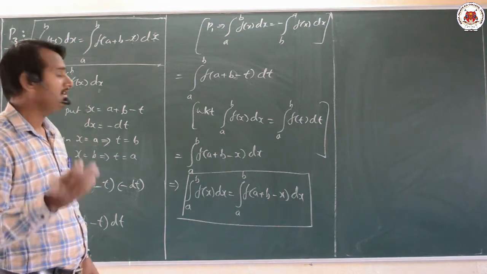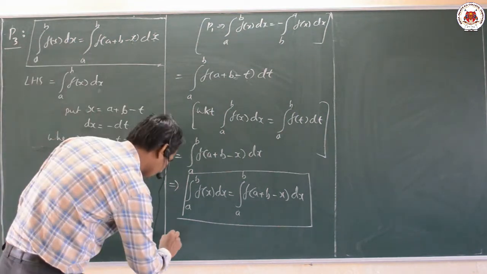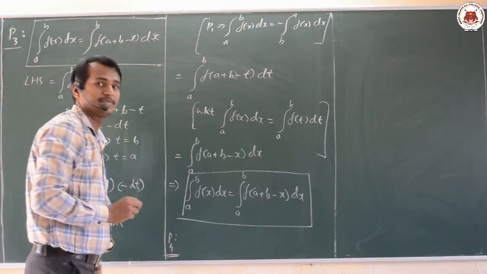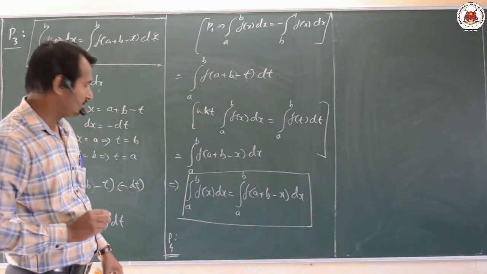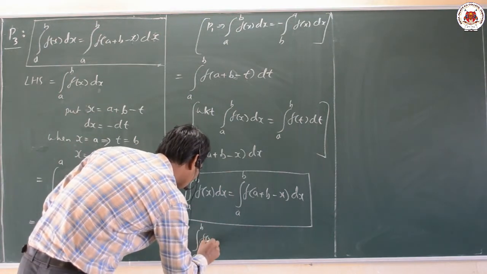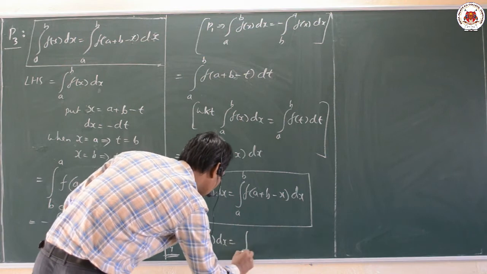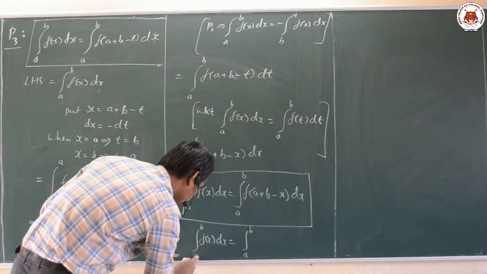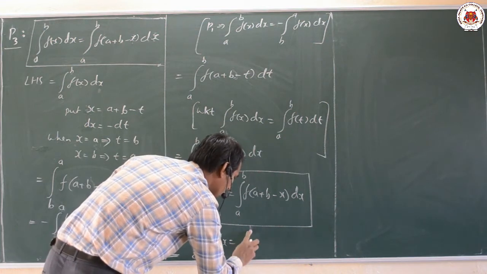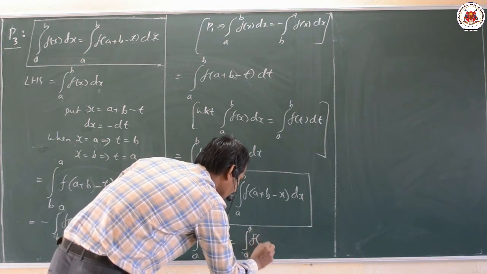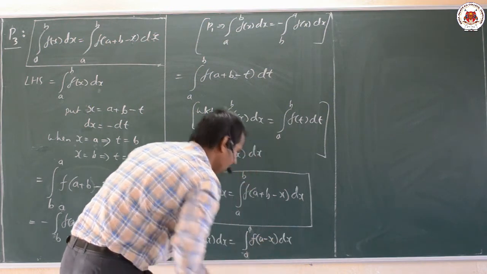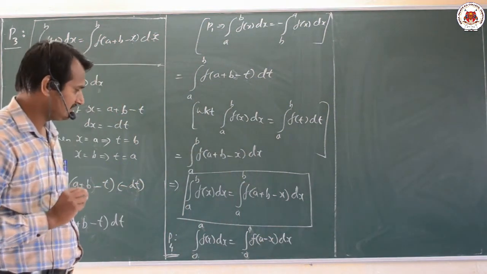Now we shall start the next property, that is the P4 property. Now what is that P4 property we shall examine here. Very, very simple: the integral from a to b of f(x) dx equals, or else you can take it from 0 to a, the integral from 0 to a of f(a - x) dx. Very simple, a minus x dx.